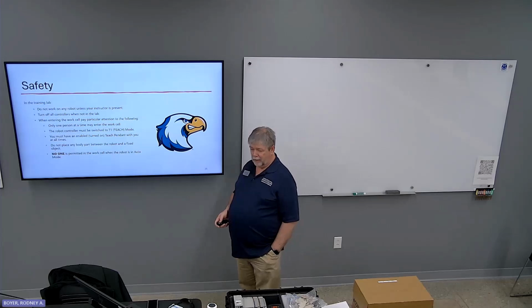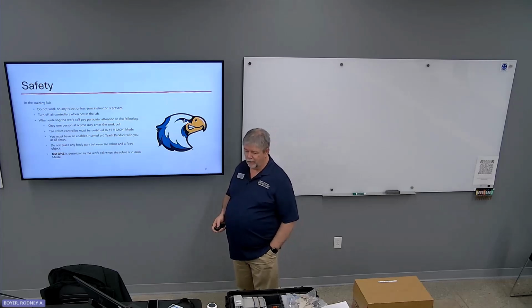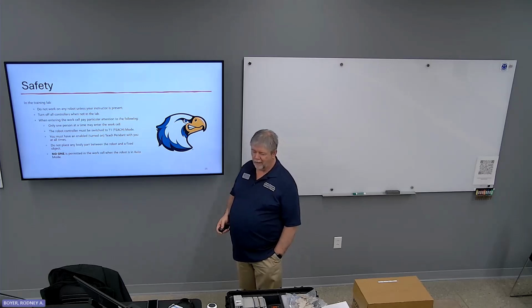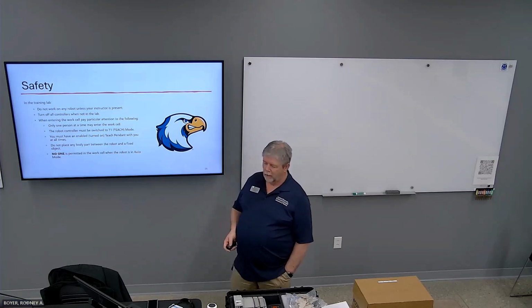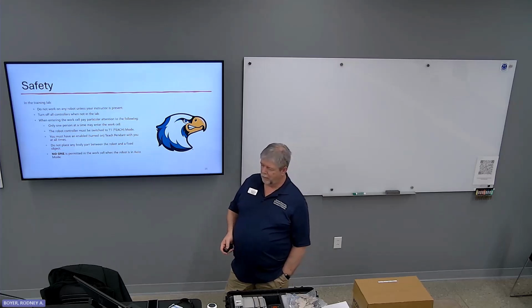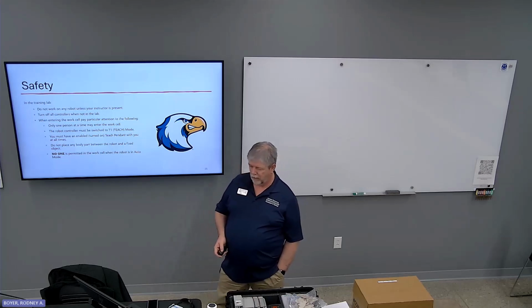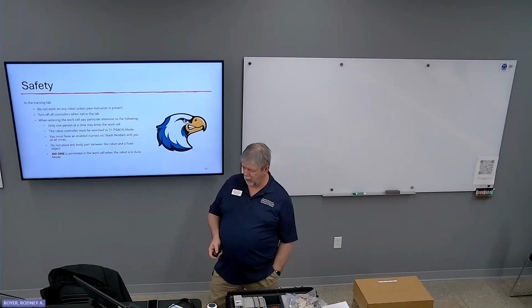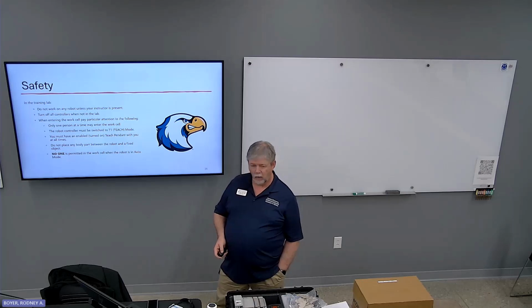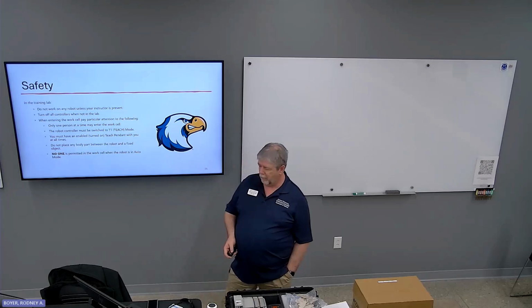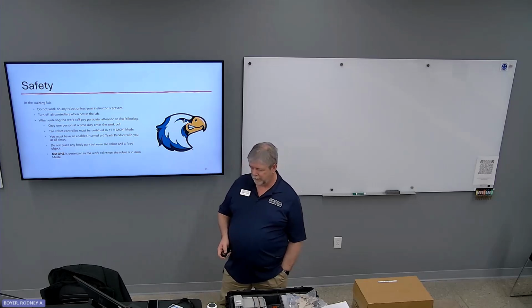Lab safety rules. In the training lab, do not work on any robot unless your instructor is present. Turn off all controllers when not in the lab. When entering the work cell, pay particular attention to the following. Only one person at a time may enter the work cell. Robot controller must be switched to teach mode. You must have enabled or turned on the teach pendant with you at all times. And do not place any body part between the robot and a fixed object.